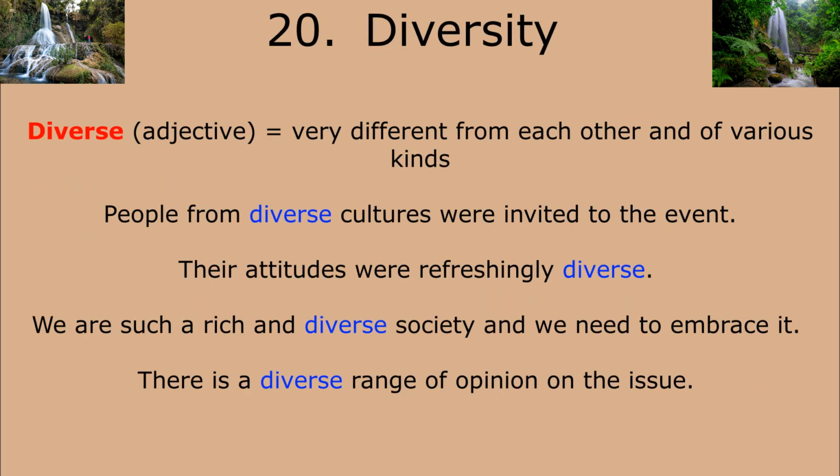Please note that we also use the adjective diverse, which means very different from each other and of various kinds. For example, people from diverse cultures were invited to the event. Their attitudes were refreshingly diverse. We're such a rich and diverse society, and we need to embrace it. There is a diverse range of opinion on the issue.